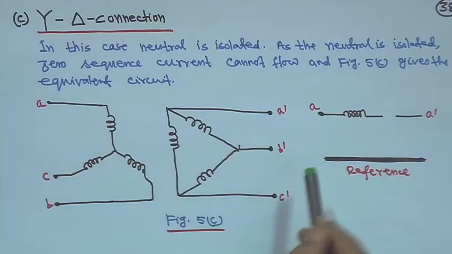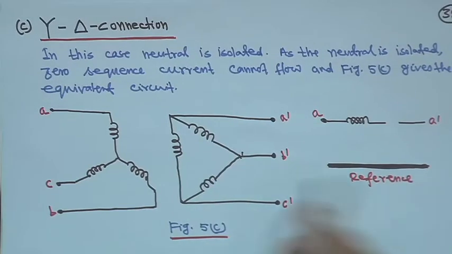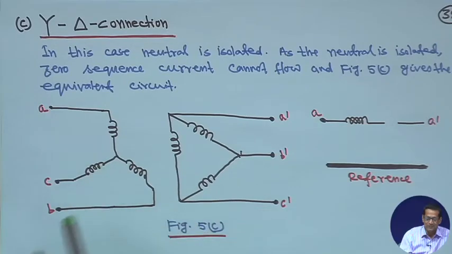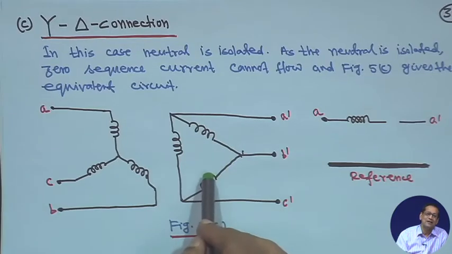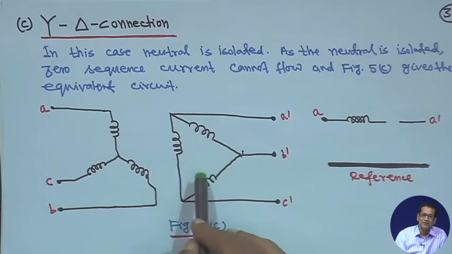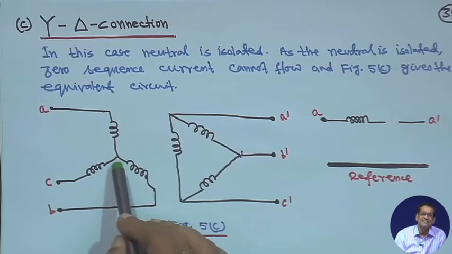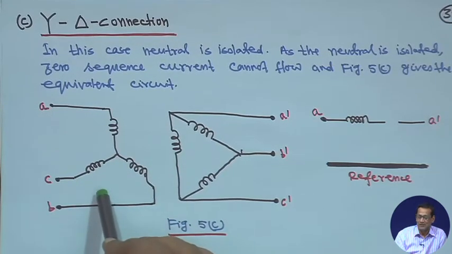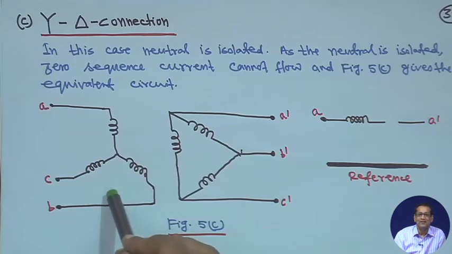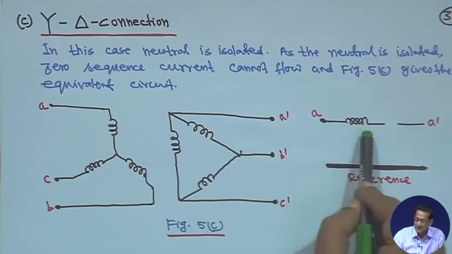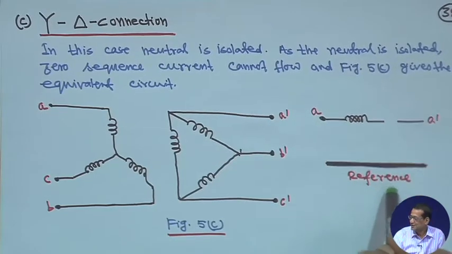Okay. The next is the star-delta connection. In this case, the neutral is isolated. For star, there is no neutral here, right? As the neutral is isolated, zero sequence current cannot flow, and this side is delta. Later we will see the next diagram, we will see delta. So, the star side is ungrounded, no ground. So, no zero sequence current flows, and for delta you know there is no neutral, right. So, this will remain open, and this is your reference one.